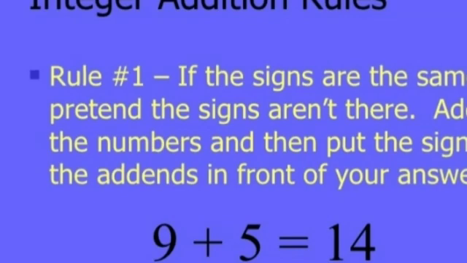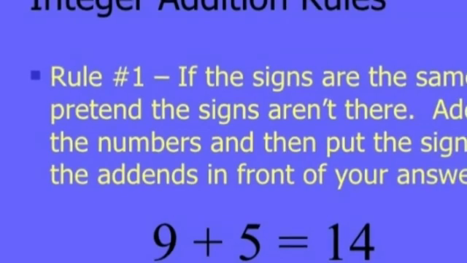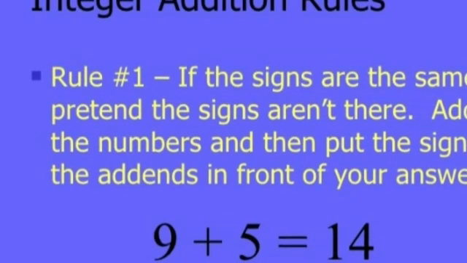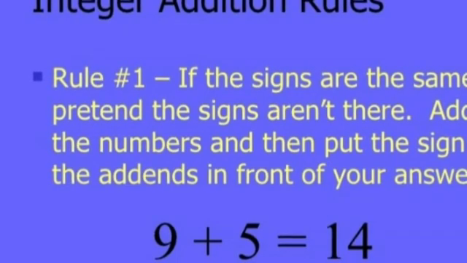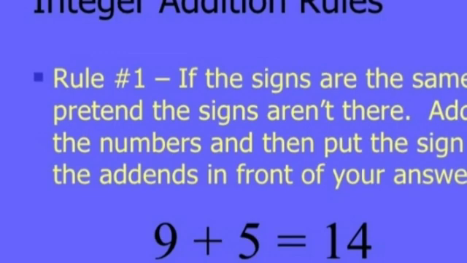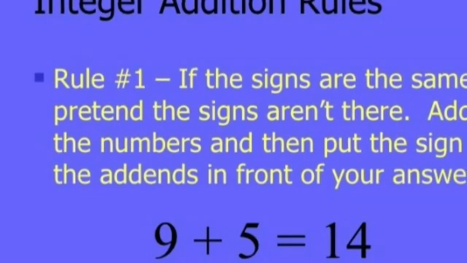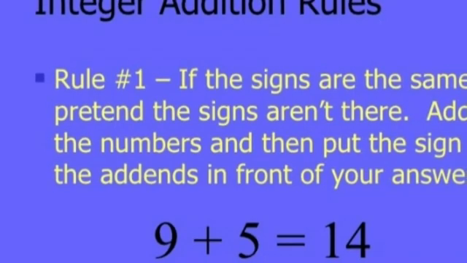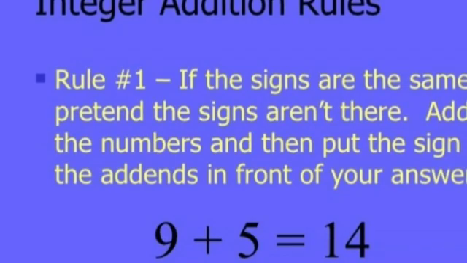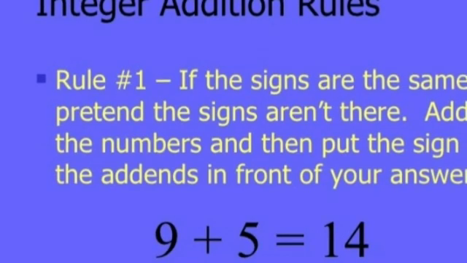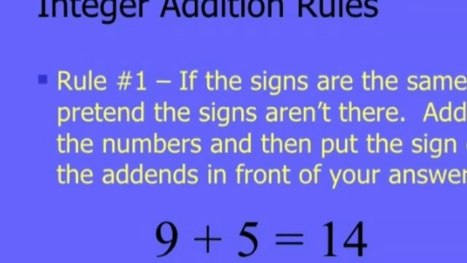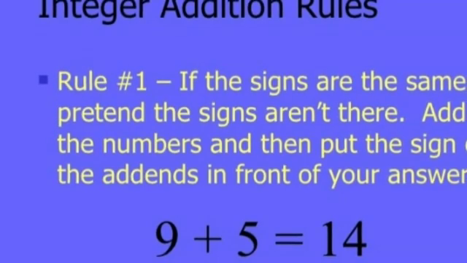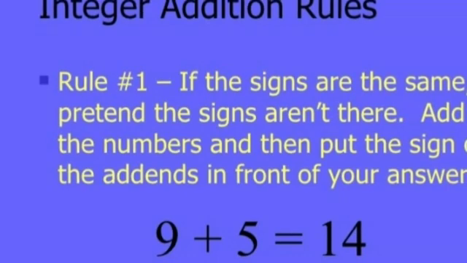If any sign is not there in front of 9, that is considered to be positive. So 5 is also positive. 9 plus 5 equals 14. This type of addition every student will do. What about if two negative numbers are added? See here, minus 9 plus minus 5 equals minus 14.